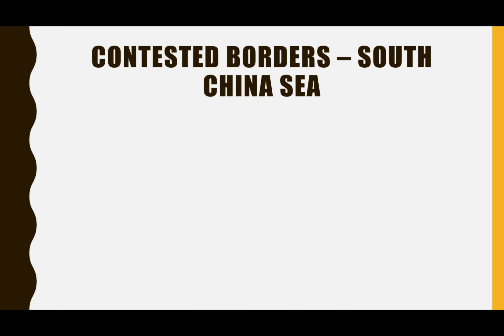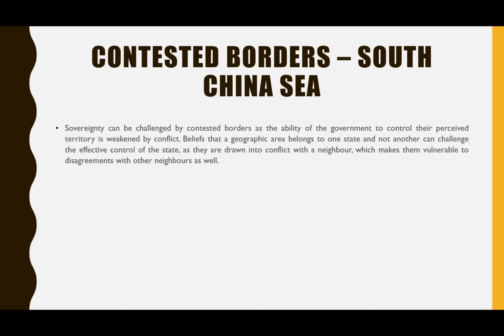Okay, our next challenge to a state's sovereignty is contested borders. And the one that we will look at is the South China Sea. There are lots of different examples you could look at, but this is the one that I will be focusing on. Broadly speaking, sovereignty can be challenged by contested borders as the ability of the government to control their perceived territory is weakened by conflict. If states believe that the area belongs to them and not the other, that can challenge states because it means that they will then be in conflict with each other and could actually draw them into more serious disputes as well.